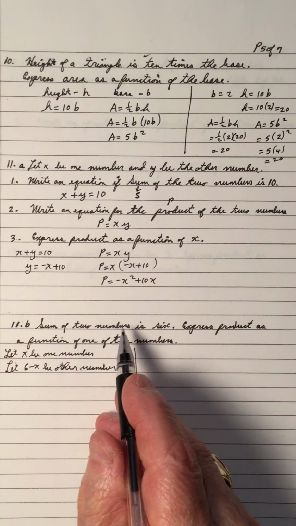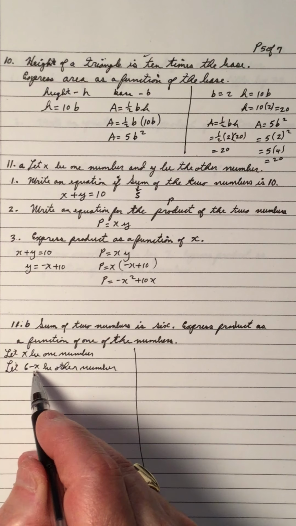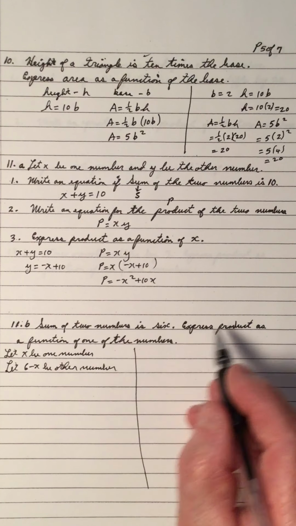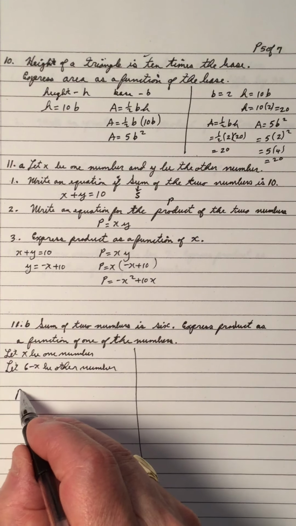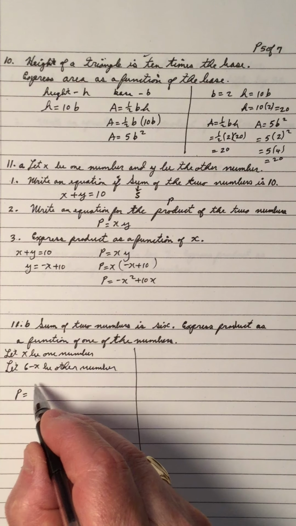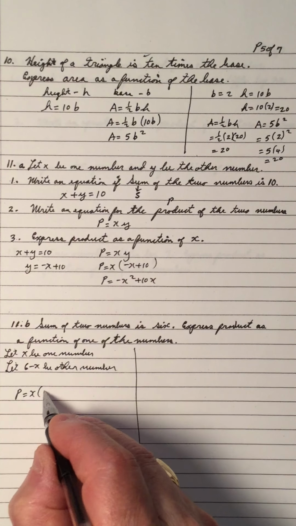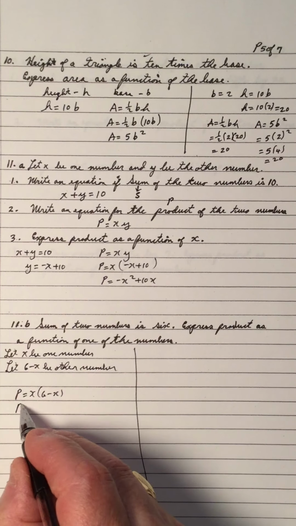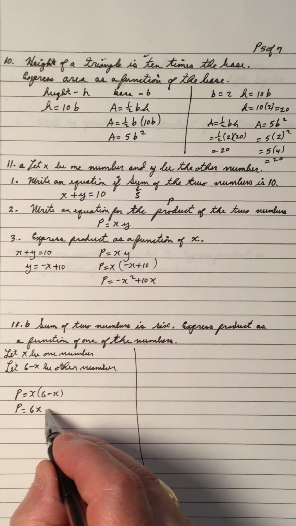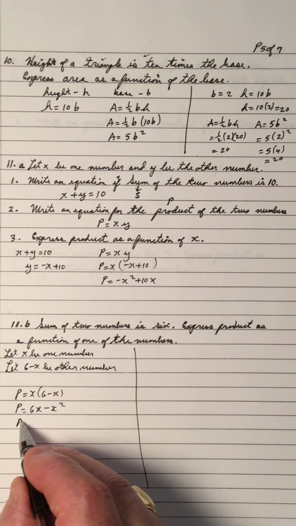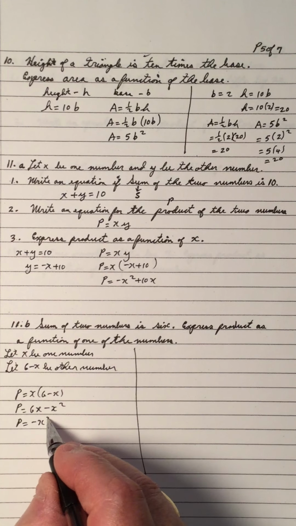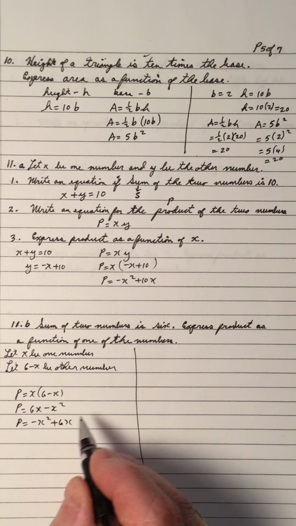So if two numbers add up to 6, one is x, the other one is 6 minus x. The product is a function of one of the numbers. So the product is the multiplication. So it's x times 6 minus x. So the product is 6x minus x squared. The product is negative x squared plus 6x.